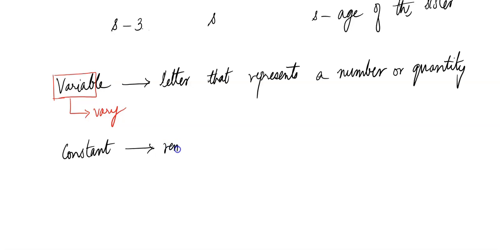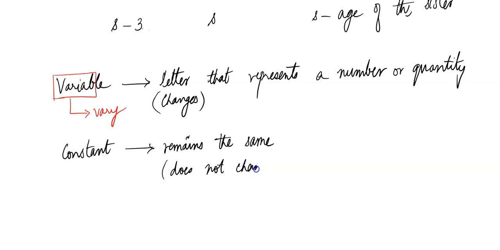Constant means it remains the same. What remains the same? Now notice that constant means that it is not changing, right? Whereas variable changes. This does not change. So a very typical example for constant is numbers, right? A variable is a letter. So numbers, when I say 35, 35 is 35. 35 cannot become 36, cannot become 34, cannot become some other number. It remains the same number. So that is the idea of constant. Constant is it remains the same.